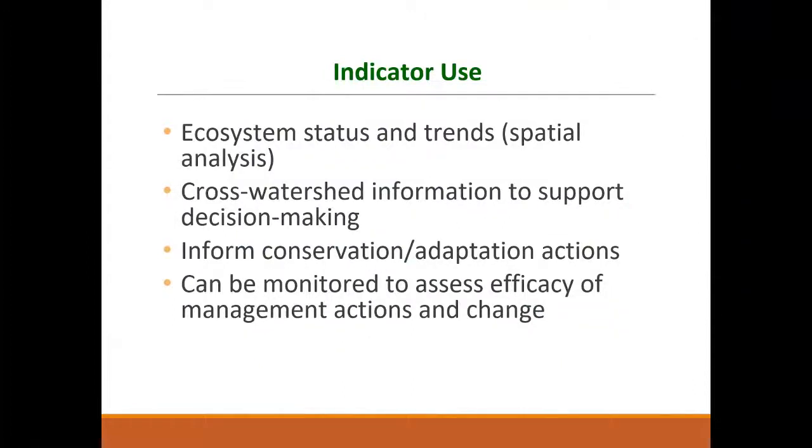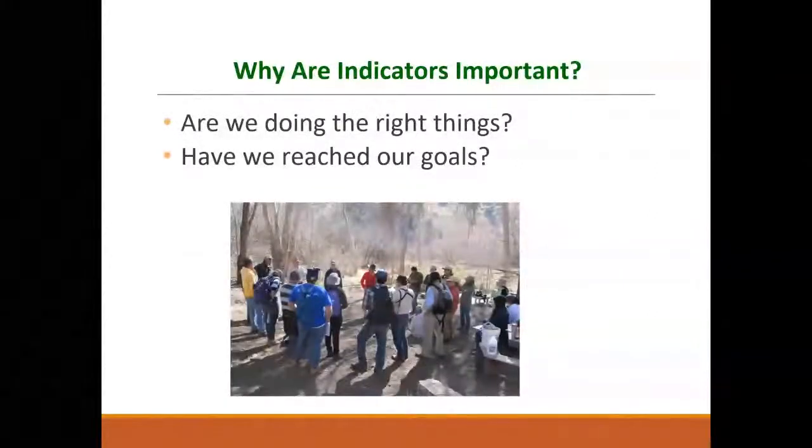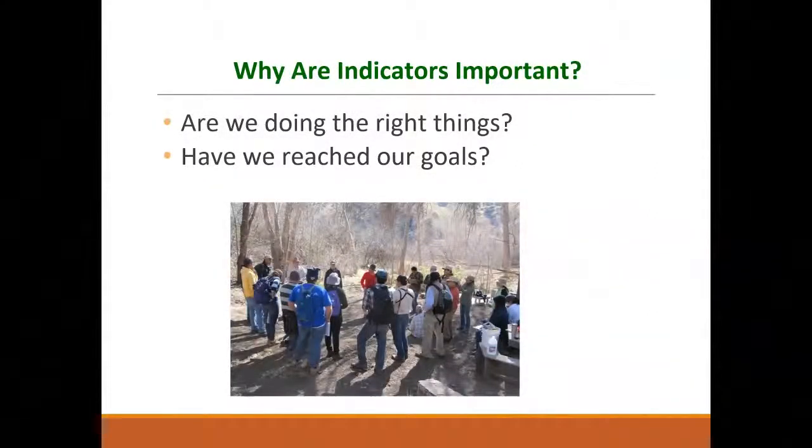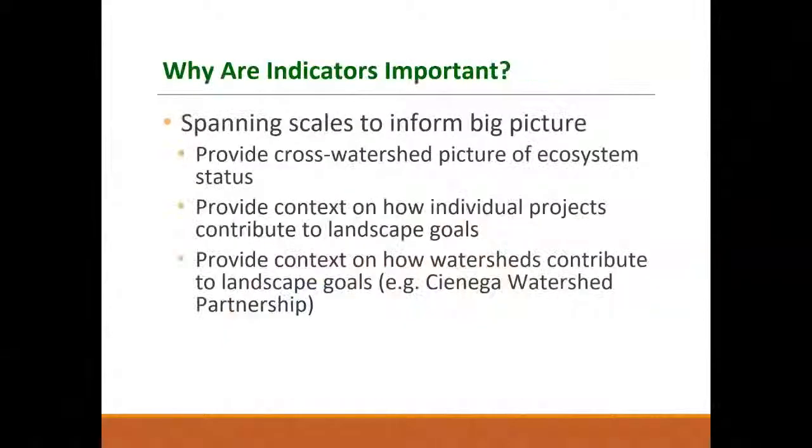Okay, so ideally we're using indicators through this spatial analysis process to understand ecosystem status and trends and develop cross-watershed information that can support decision making. And then again, this key piece of indicators is that we want indicators that can be monitored so that we can understand if our management actions are having an effect, have we reached our goals, are we doing the right things on the landscape. And ideally, we can come back to these indicators down the road and reassess them and analyze them and understand how we're doing.